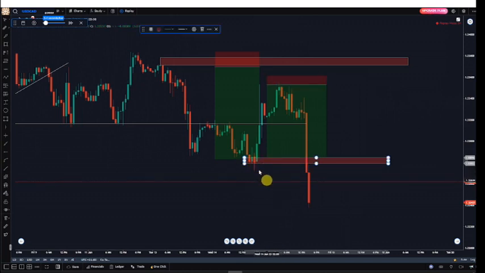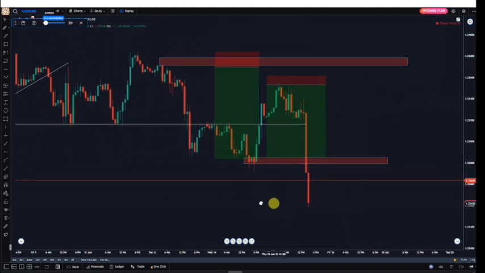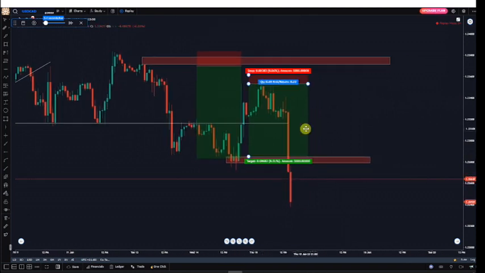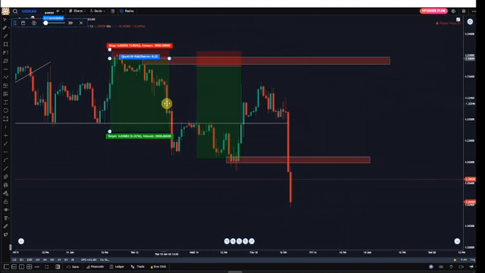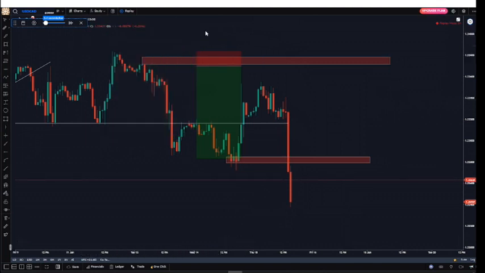The break of structure is not from the wick. You set your target with the wick, not the break of structure. Break of structure should be with the body. You get the point. So let's see what happens in the future. This is a break of structure.